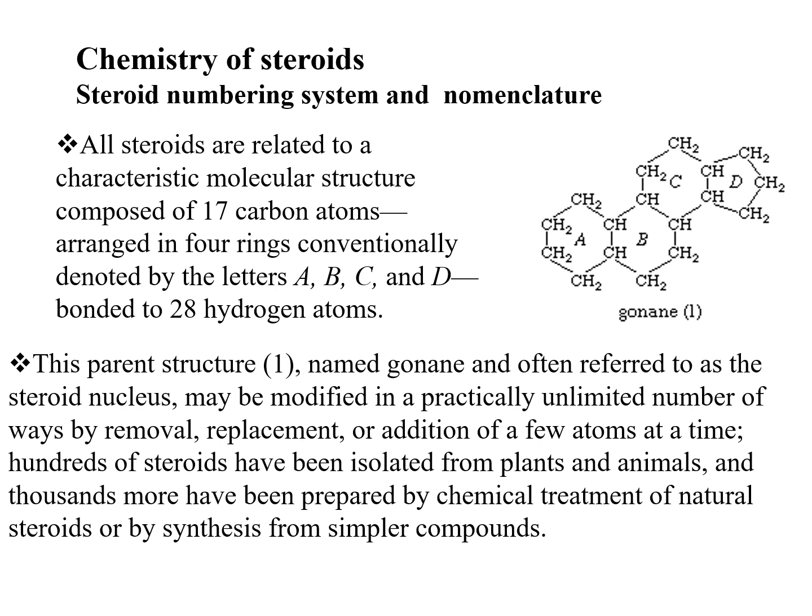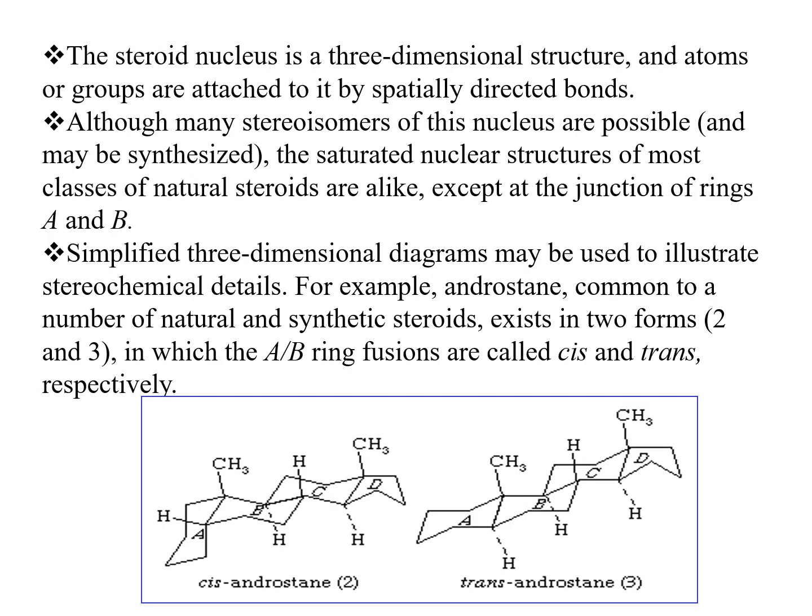They may be modified in a practically limited number of ways. Hundreds of steroids have been isolated from plants and animals, and thousands more have been prepared by chemical treatment of natural steroids or by synthesis from simple compounds. So this gonane can act as the parent structure. The steroid nucleus is a 3-dimensional structure, and the atoms or groups are attached to it by spatially directed bonds. Also, many stereoisomers of this nucleus are possible and may be synthesized.